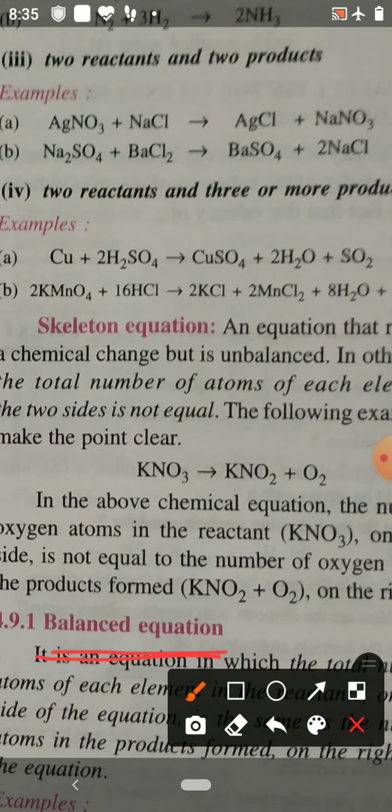So children, you have to know here what is the chemical equation, what information a chemical equation provides to us, what are the limitations of chemical equation, means what information a chemical equation cannot provide to us, and what are the two different types of chemical equation.